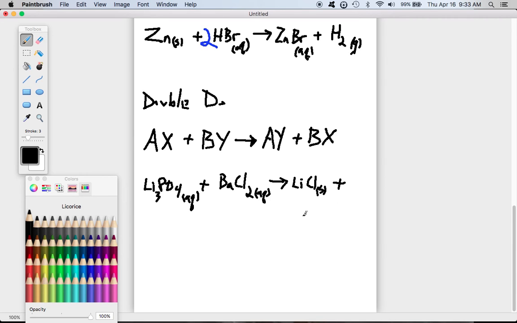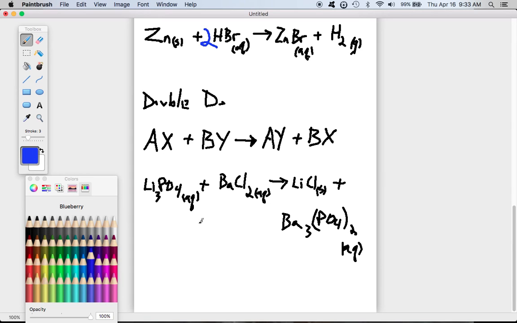Check. And then you're also going to get a substance called barium phosphate. That's a polyatomic ion, and there's 2 of them. This is dissolved in water. There you go. They switched out. How do you like them apples? Well, we got to balance them, those apples.